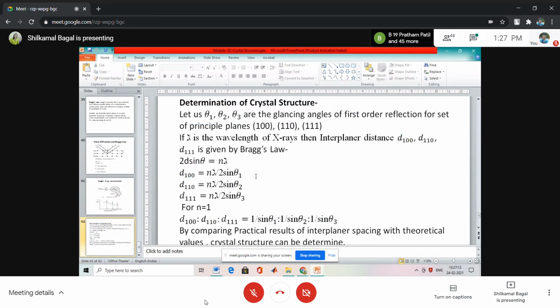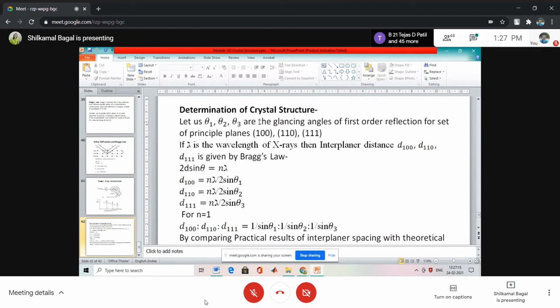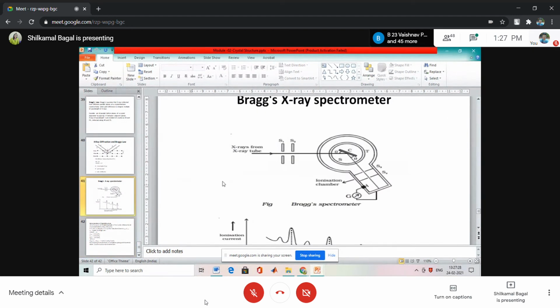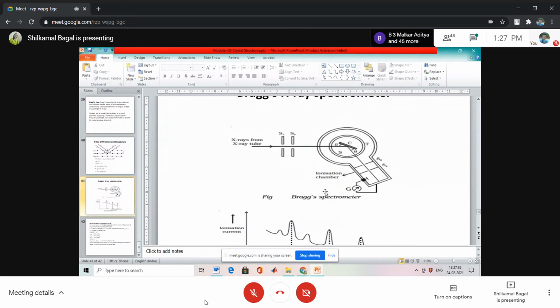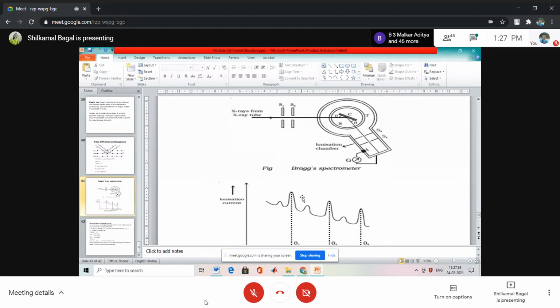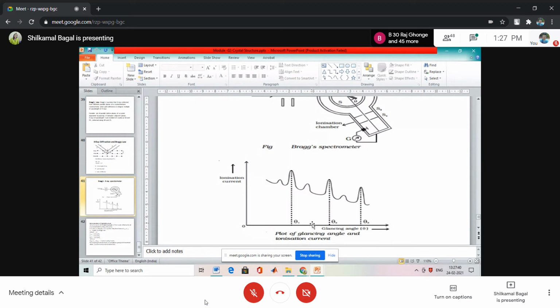See, determination of the crystal structure. How to determine crystal structure? By using Bragg's X-ray spectrometer. For that, suppose we have mounted the crystal on the turntable. Okay, and then by rotating the turntable, we have seen this graph of the glancing angle against the ionization current.